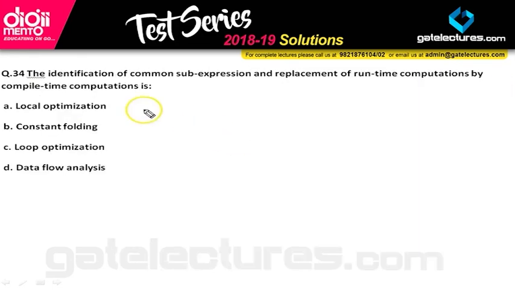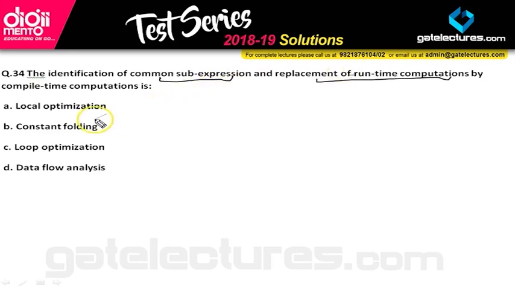Okay, so we have our next question, which says the identification of common sub expressions and replacement of runtime computation by compile time computations is: local optimization, constant folding, loop optimization, or data flow analysis. Here the main work being done is the identification of the common sub expression so that I can reuse them, and also the replacement of runtime computations by compile time ones. We use many optimization techniques to improve the efficiency of our program, so we have to find who does this work.